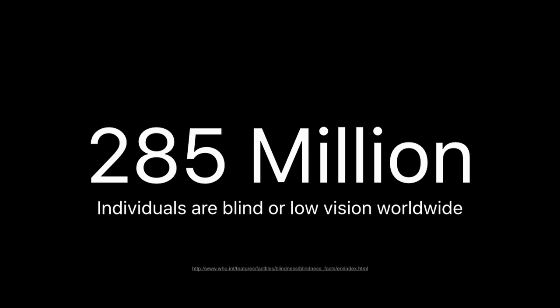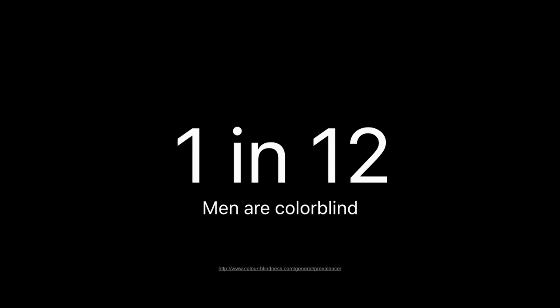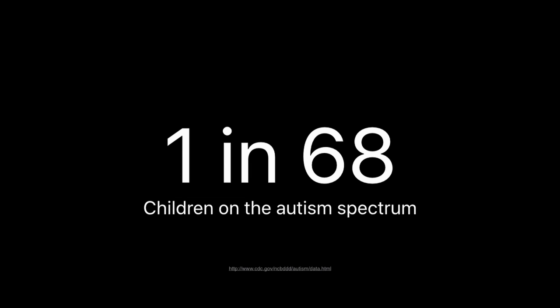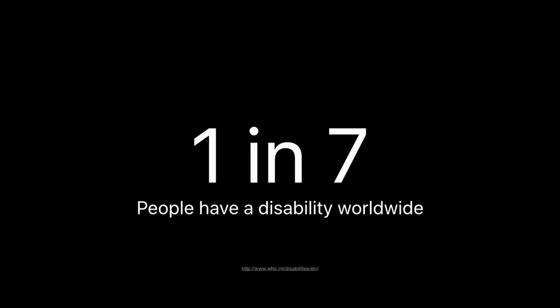So let's take a look at some statistics. There are 285 million people worldwide who have some sort of low vision condition or who are entirely blind. There are 360 million who are hard of hearing or deaf. 1 in every 12 men is colorblind in some way. And 1 in 68 children fall somewhere on the autism spectrum. And so what this means is that worldwide there are over 1 billion people that have a disability of some sort. Or in other words, 1 in 7.